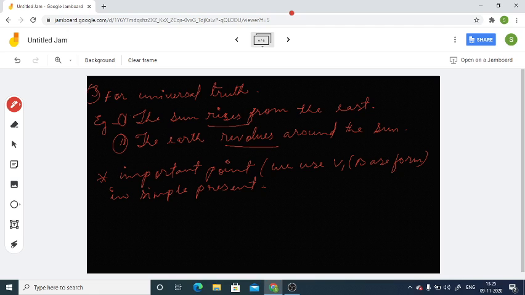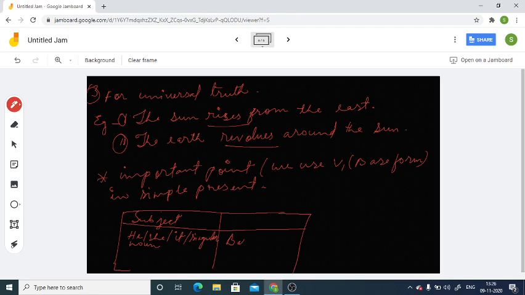Like in this table, if the subject is singular like he, she, it, or any singular noun, then we will use base form plus s, ies or ves or just es. Okay, so this is the thing. We'll show this with an example again. So the verb and the subject should agree with each other.